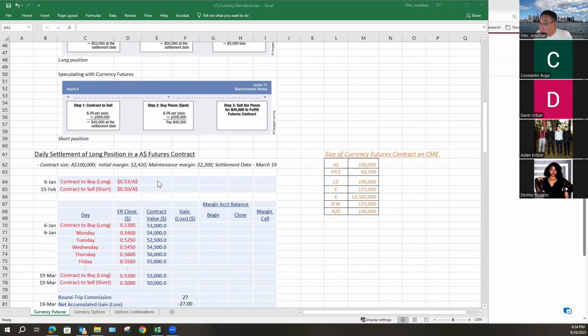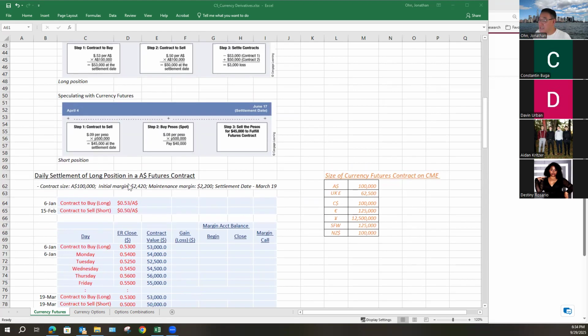So, yeah, let me do this one. So January 6th, I changed January 10 to January 6th because it is consistent. I mean, January 6th is Monday, Tuesday, Wednesday, Thursday. So to make it more consistent, more realistic, I changed the date. So January 6th, you got into a long position. So you purchased a contract to buy.